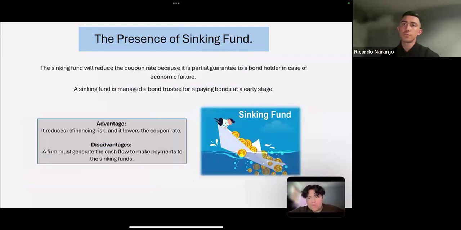Okay, now moving over to the presence of a sinking fund. The sinking fund would reduce the coupon rate because it's a partial guarantee to a bondholder in case of any economic failure. Like I said, if a sinking fund is managed by a bond trustee for repaying its bonds, and at an early stage, an advantage would be it reduces the refinancing risk and it lowers the coupon rate. A disadvantage would be that the firm must generate cash flow to make payments to the sinking fund.